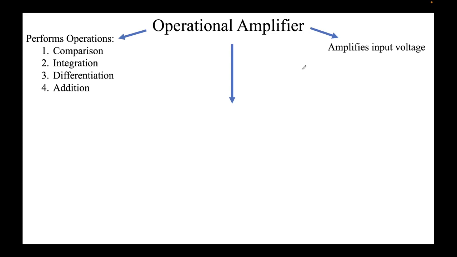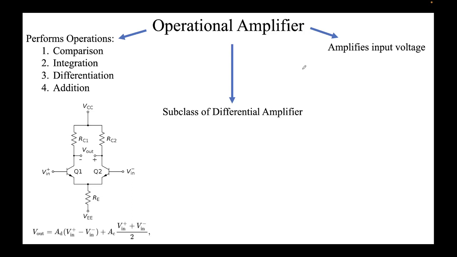Now the next thing is, how do we do this? We do it this way. So an operational amplifier is nothing but a subclass of differential amplifier. Now differential amplifier, what do you mean by that? This is a typical circuit of a differential amplifier on your screen, left side. A differential amplifier will have 2 inputs. So this is your first input, as you can see here.